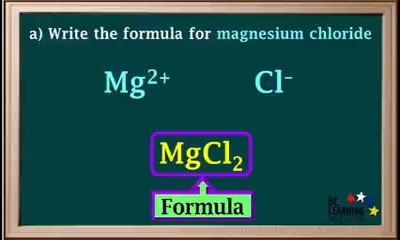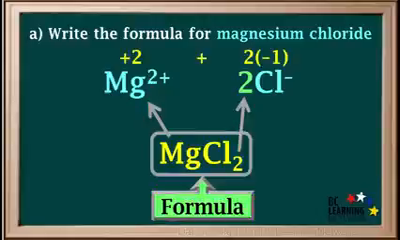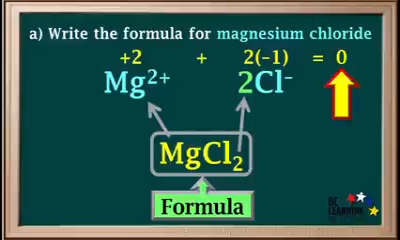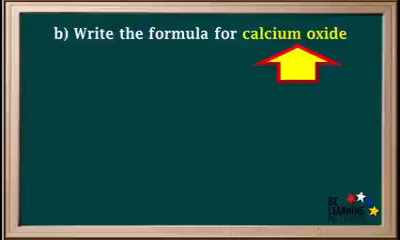We'll check the charges to verify that this formula is correct. We have 1 Mg2+ ion and 2 Cl- ions. So the total charge is +2 plus 2 times -1, or +2 plus -2, which is equal to 0. So the formula MgCl2 is correct. Example B asks us to write the formula for calcium oxide.